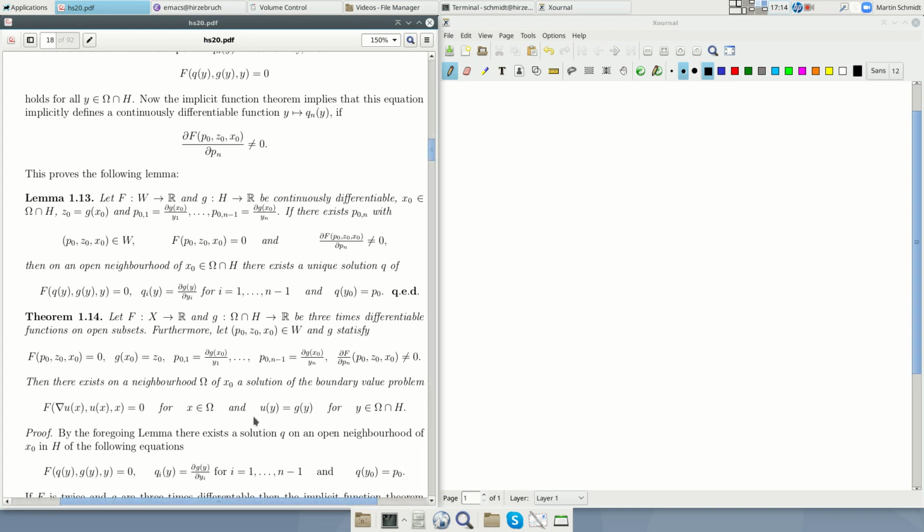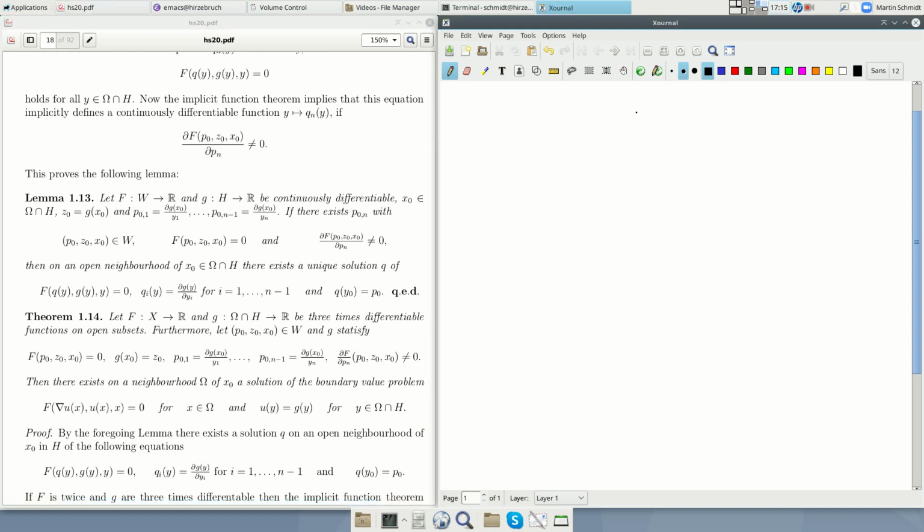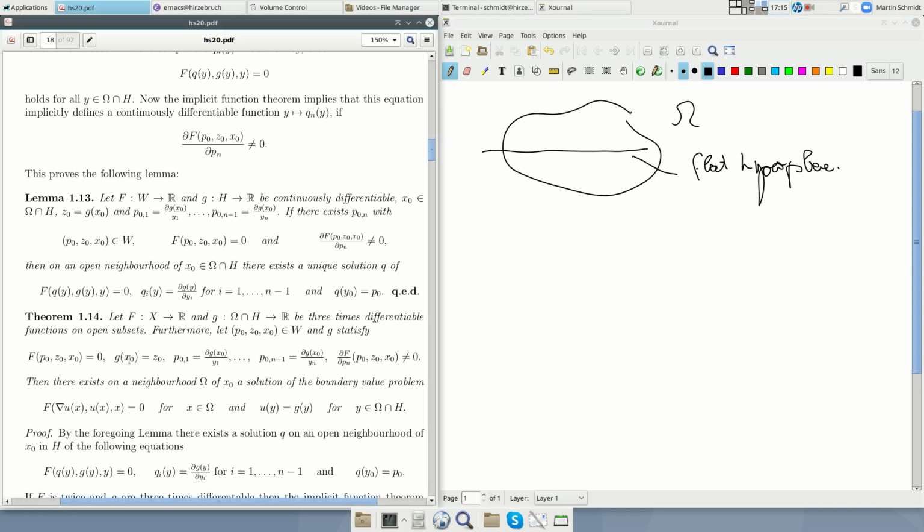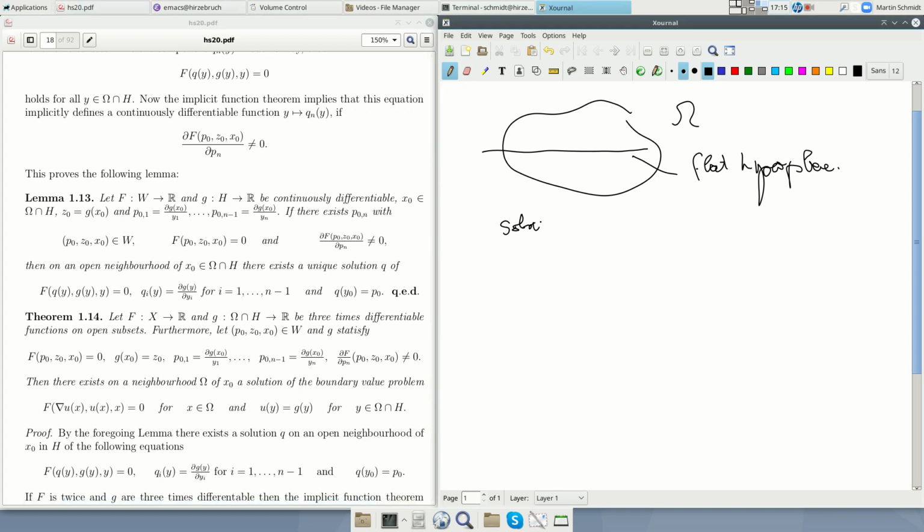that, yeah, here this H is a flat hyperplane. So we look for a solution and we have this flat hyperplane. And we have given our initial values, and now we want to solve the PDE on a neighborhood of some point. Okay, and this point is P0, Z0, X0 in W with two conditions.